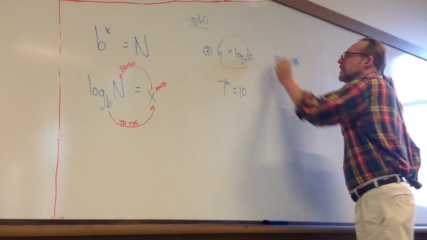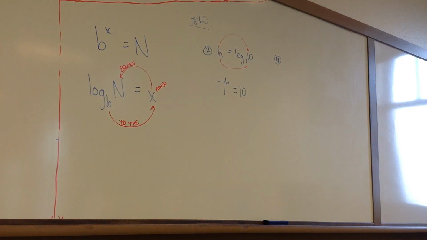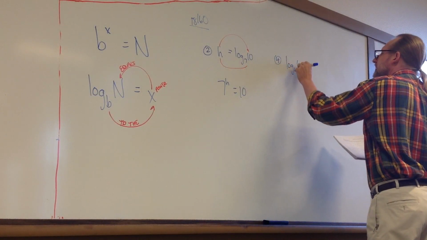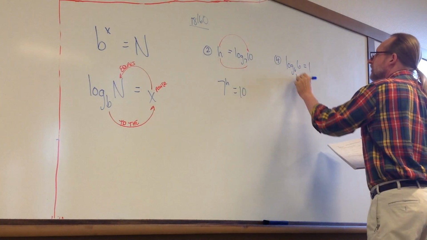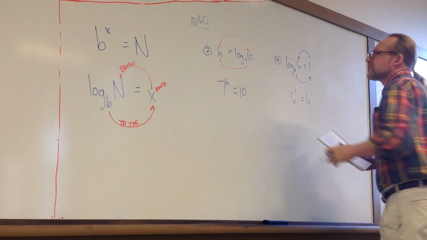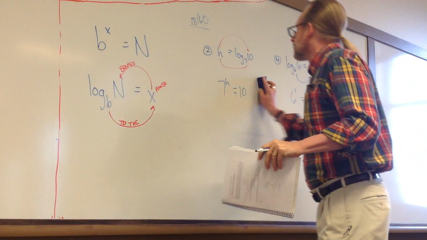All right. Let's look at problem 4. Log to the base 6 of 6 is equal to 1. So that says 6 to the first power is equal to 6. And I've tried to make these statements true.